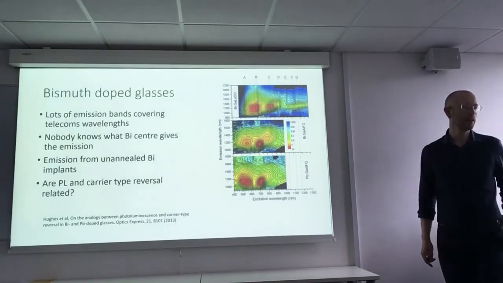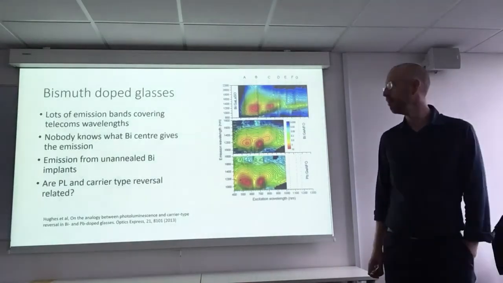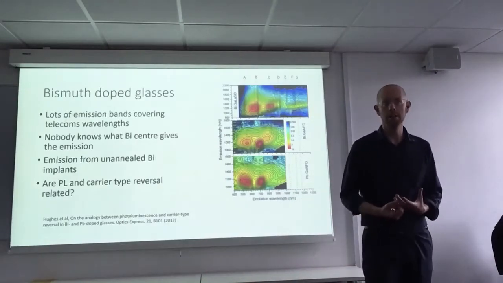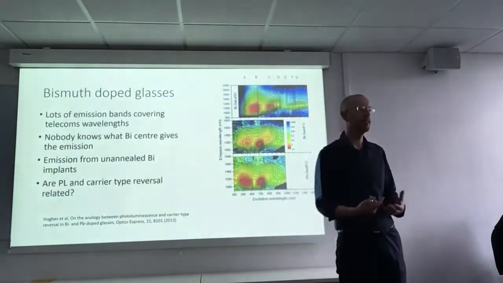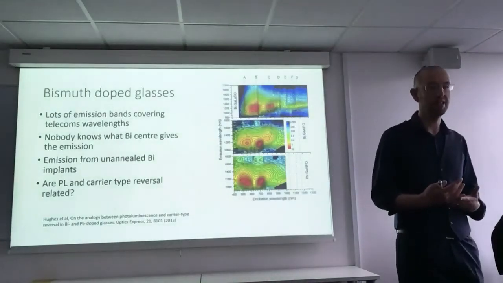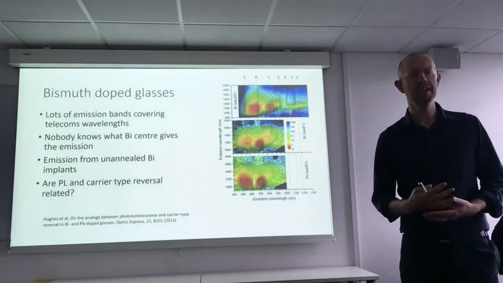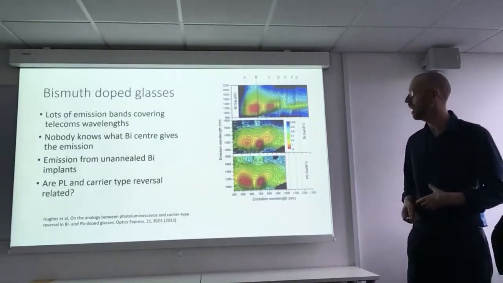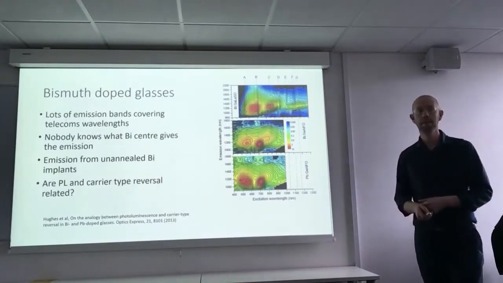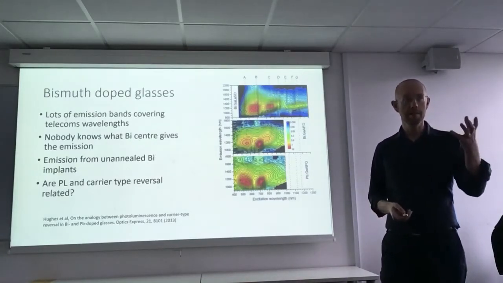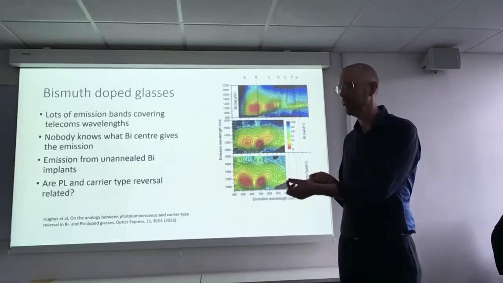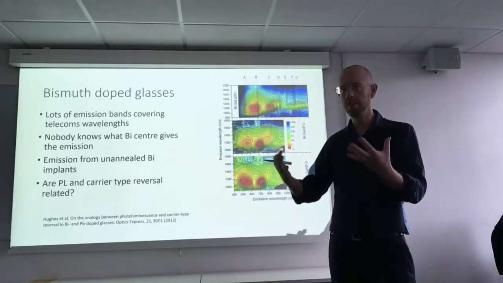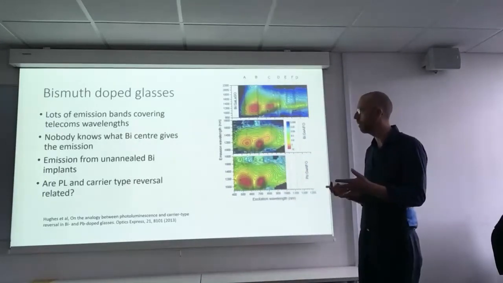I also looked at bismuth doped glasses. So this is taking glasses, well basically any type of glass. I looked at a whole range of glasses, chalcogenide glasses, oxide glasses, phosphate glasses, pretty much every glass I could think of, and put a little bit of bismuth in, because something really interesting happens when you do that. It can emit light. So if you shine a laser on bismuth doped glass, it will give off light at different wavelengths, and you can measure the spectrum of that.